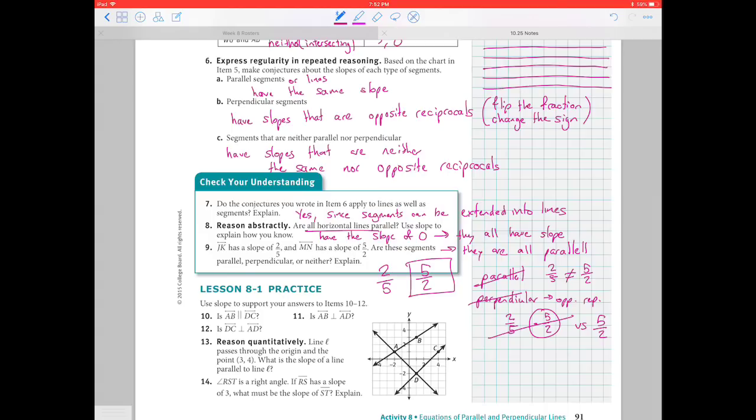So these are not perpendicular, so the only choice left is neither, which again we keep calling intersecting. These two lines with these slopes, 5/2 and 2/5, would intersect, but they would not intersect at a 90-degree angle.